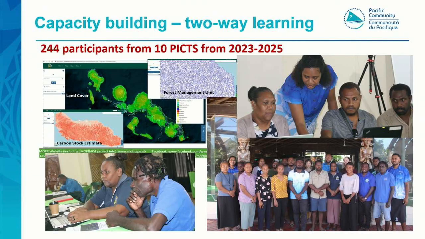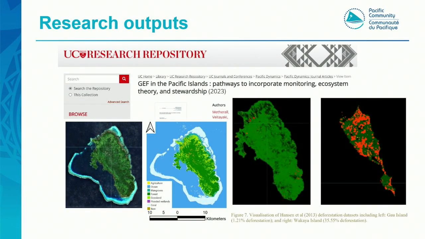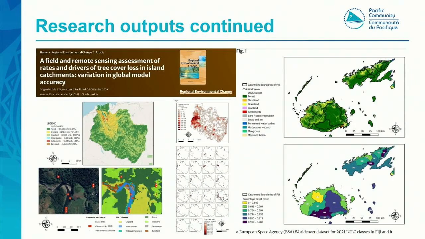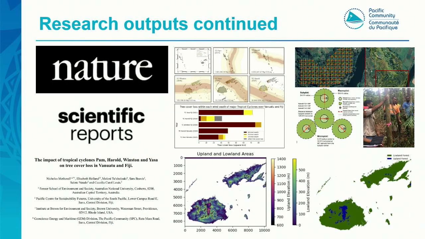And we've done a lot of research outputs from this. So we've published research on some of the work in Fiji, looking at land cover changes and deforestation. I did a work on a particular catchment looking at the drivers of deforestation using these QField and land cover approaches. And most recently, well, this is forthcoming, but we have this publication as well, looking at the impacts of tropical cyclones on tree cover loss. And so these are some of the research outputs that have come out of this work as well.